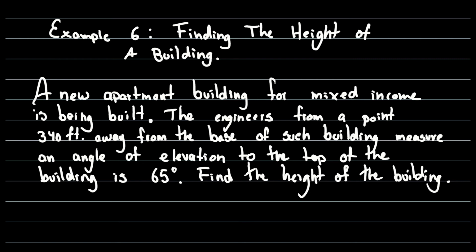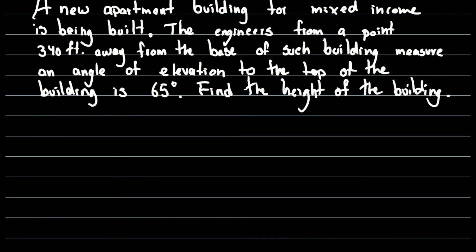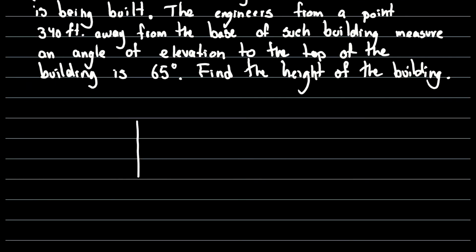A new apartment building for mixed income is being built. The engineers, from a point 340 feet away from the base of the building, measure an angle of elevation to the top of the building that is 65 degrees. Find the height of the building. So what is it saying? It's saying that there is a building, and ta-da, nice little building.